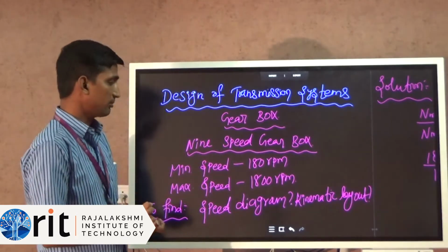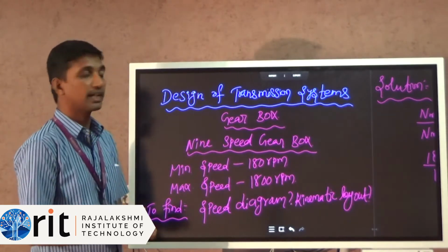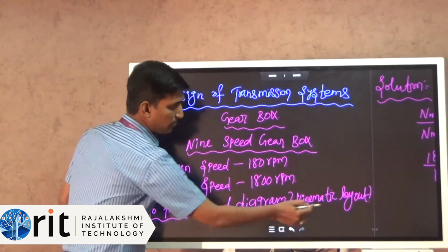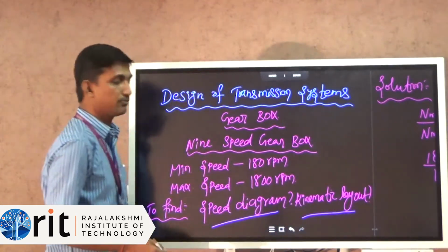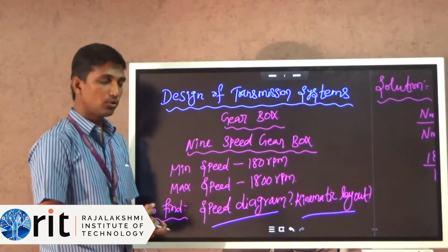Based on these two parameters, we are now in a position to find out the speed diagram and the kinematic layout. These two parts we are going to find out using the values incorporated in that question.